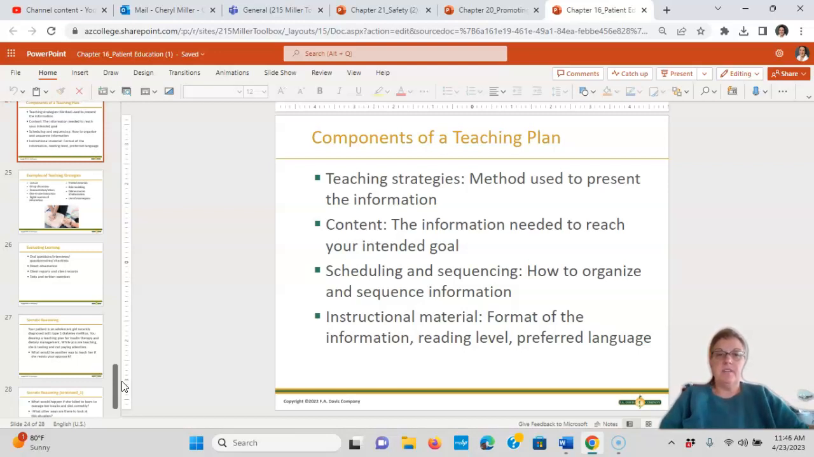The instructional material has to be at the right level of information, the reading level, and the preferred language. So if somebody tells you they only speak Spanish, you need to have a Spanish brochure.